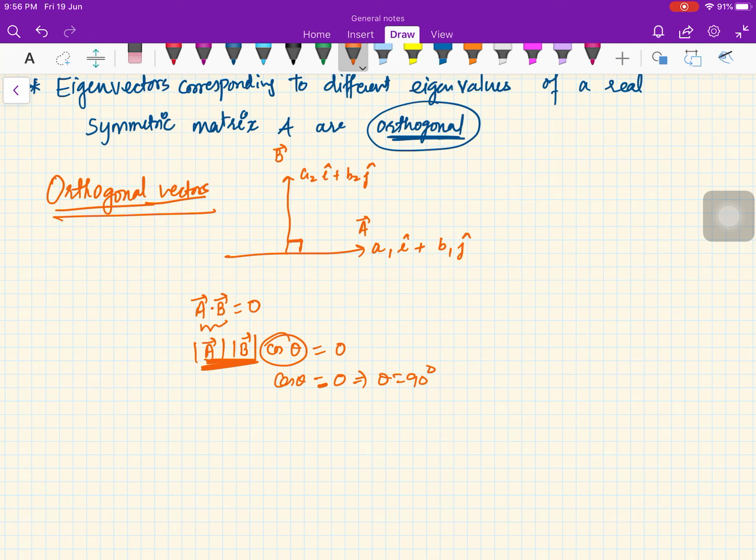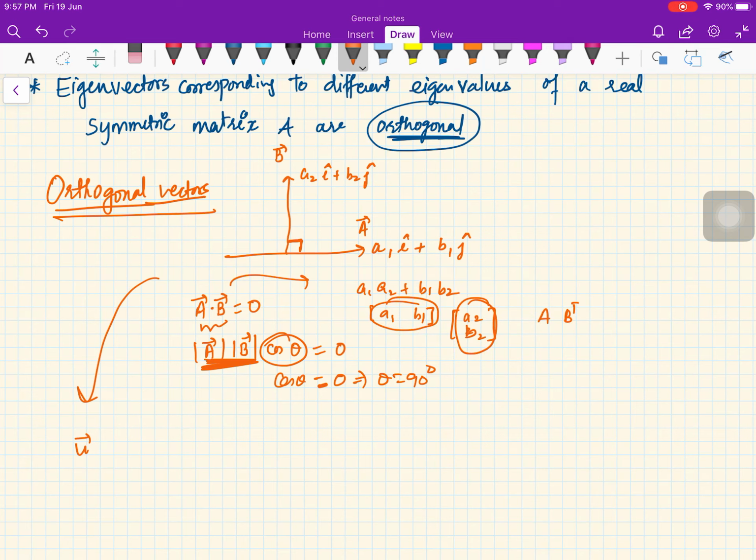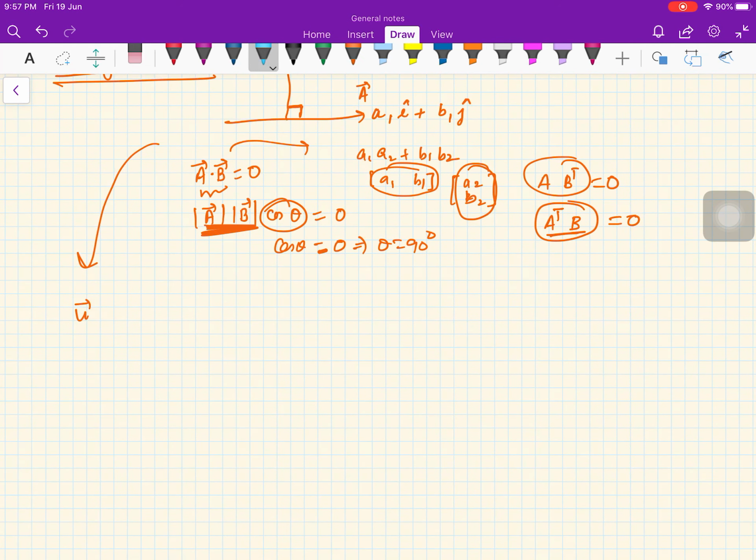From here we will extend this definition. The dot product is defined as a1 a2 plus b1 b2. This is the row vector a1 b1 times the column a2 b2, that is, the vector A times the transpose of the second vector, or A transpose B. So if A transpose B is 0, then the vectors are orthogonal. We define it similarly.